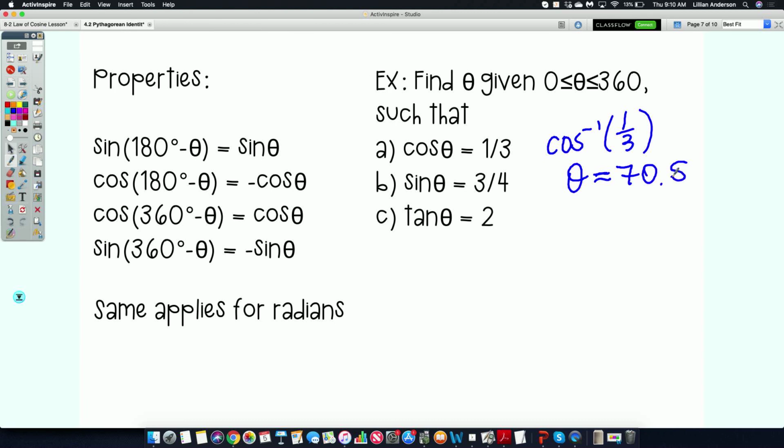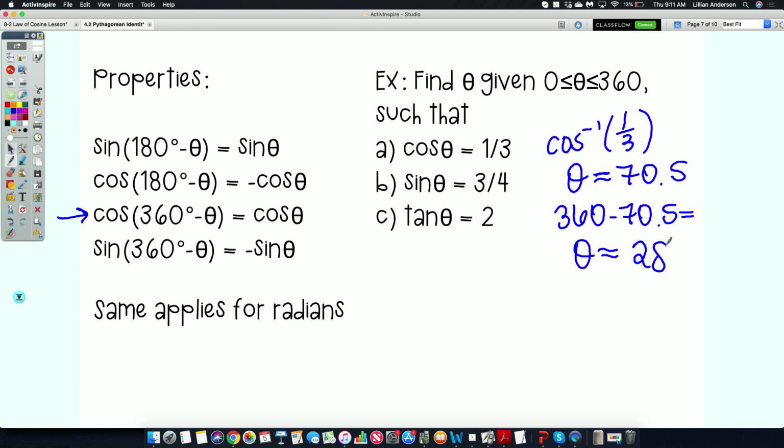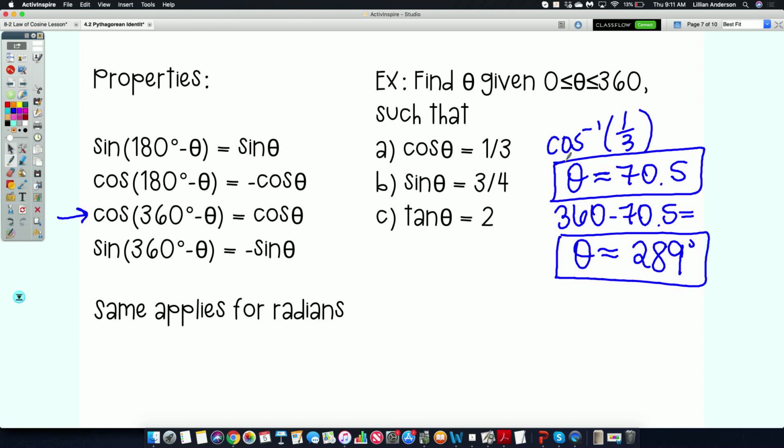Okay? Now to find the other one, to find the one that's in the fourth quadrant, we're basically going to use this property right here. We're going to do 360 minus theta to find our other angle. Okay? So what is 360 minus the angle that's still sitting in our calculator? 289. So then 289 degrees is the other angle where cosine is equal to 1/3.